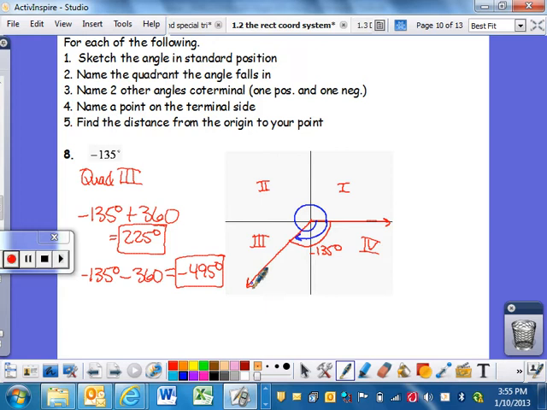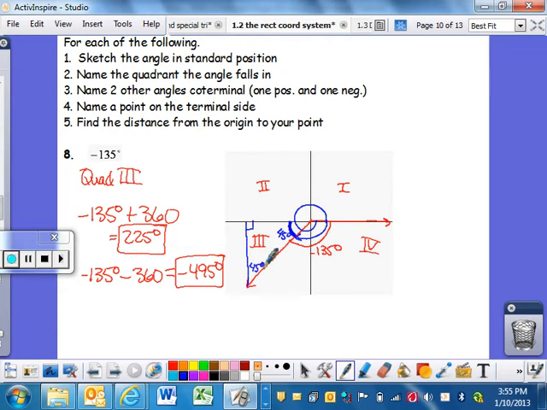It says name a point on the terminal side. So what you need to do now is, we're going to go back to our special triangles. This is what gets kind of interesting. We need to figure out, and we call this our reference angle, what angle is inside here? And these are going to be nice numbers. This ends up being a 45 degree angle. And if it meets at a 90 degree angle, this is also a 45 degree angle.